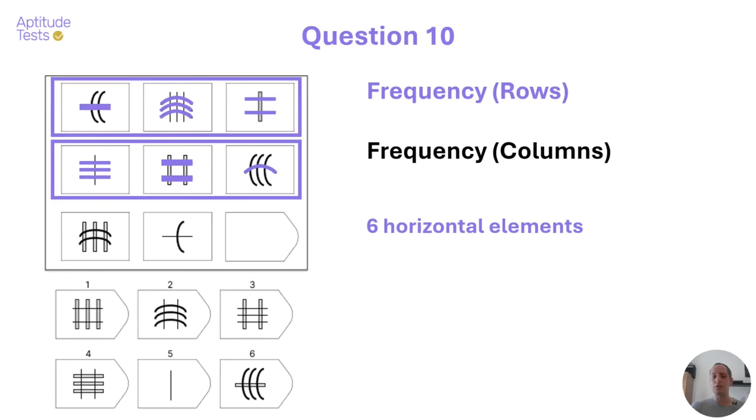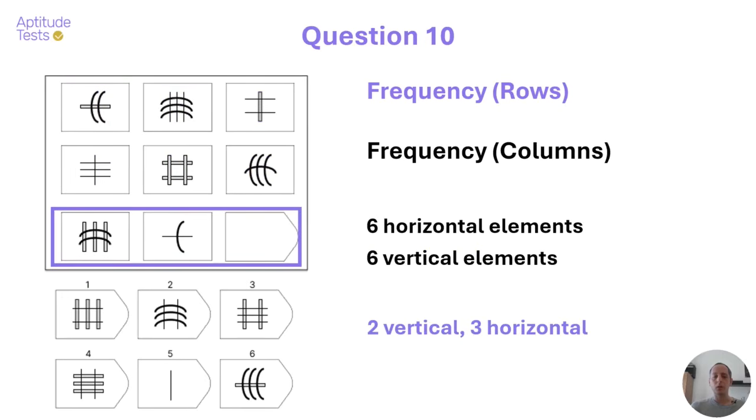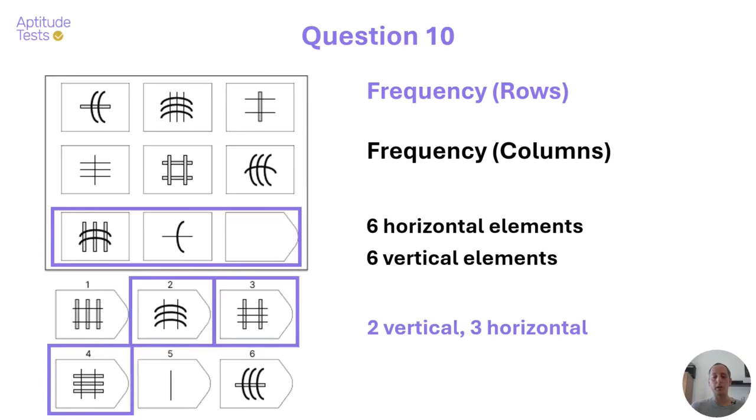each row, not differentiating between thick lines, thin lines, or crescents. Each row contains exactly 6 horizontal elements and 6 vertical elements as well. So that means that if we look at the third row, to complete the count to 6 of each, we're going to have 2 vertical elements and 3 horizontal ones. So this means that based on the pattern we've seen from the rows, the correct answer can be either 2, 3, or 4. Now again, we're going to move to identify the pattern across the columns in order to solve the question.